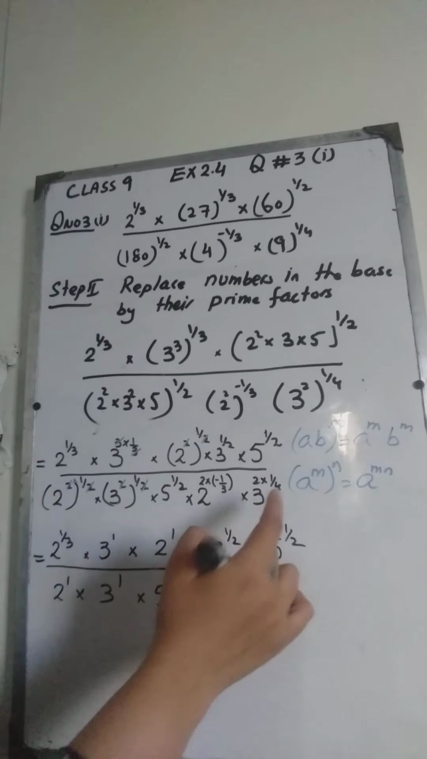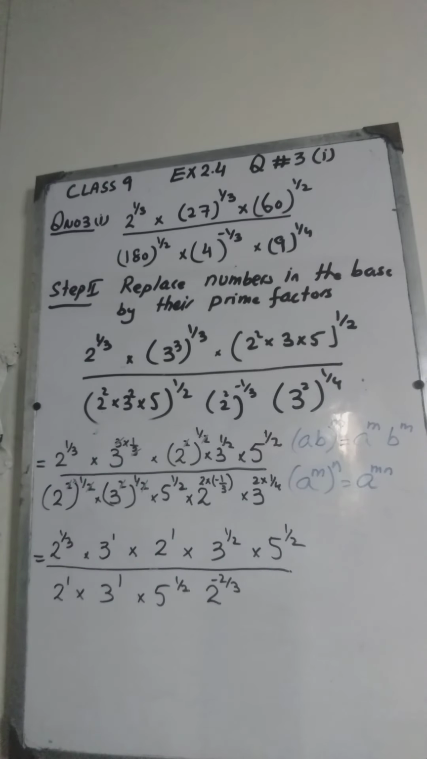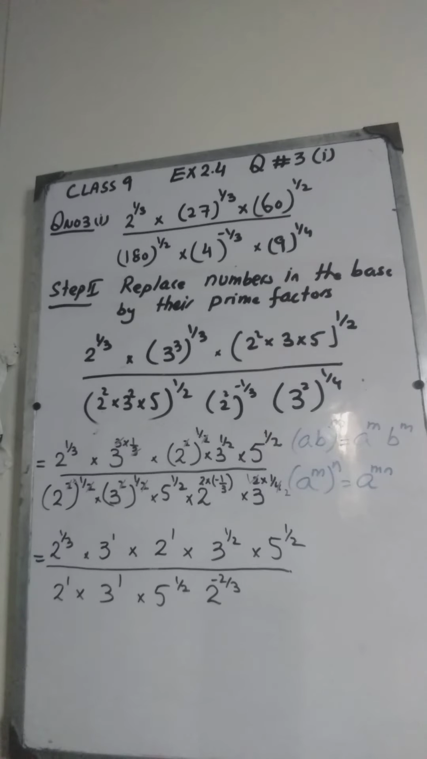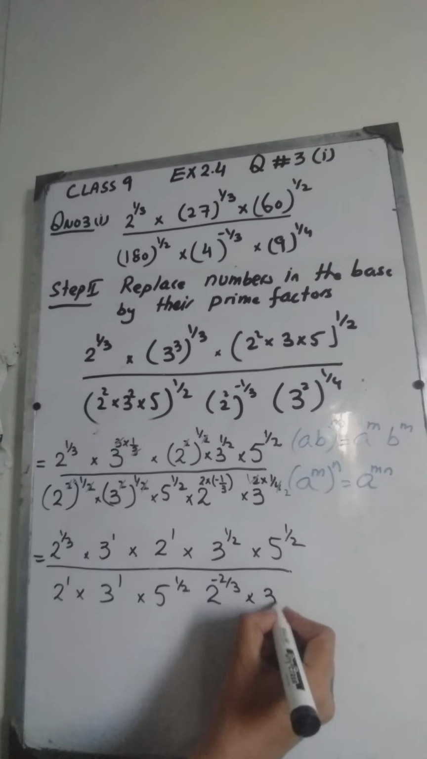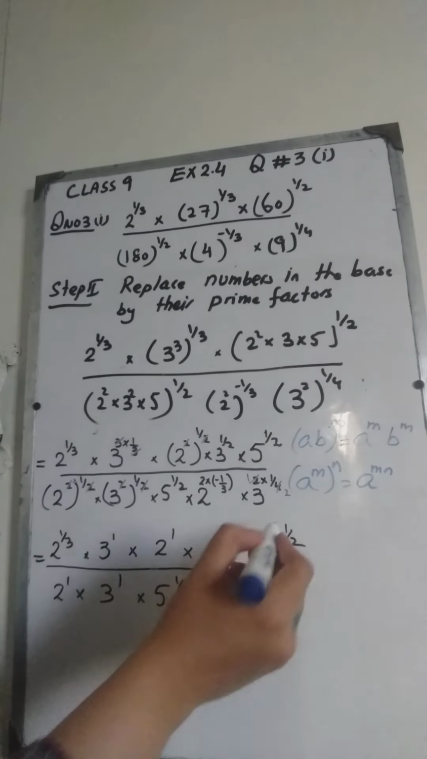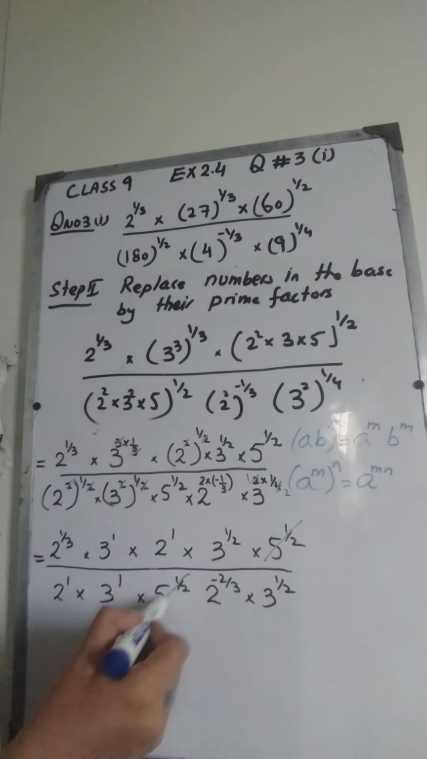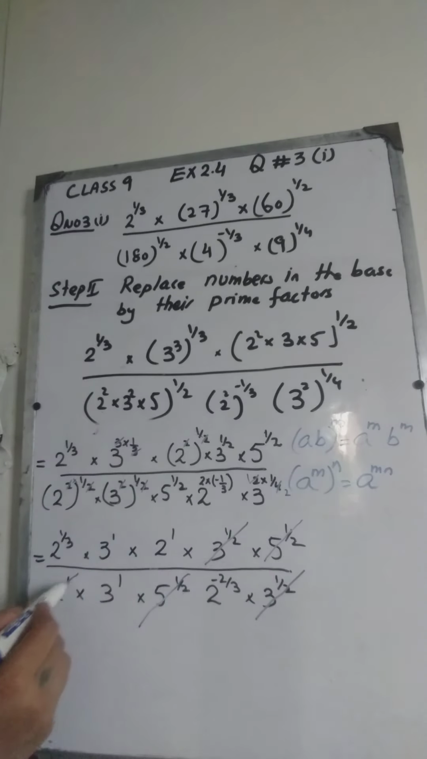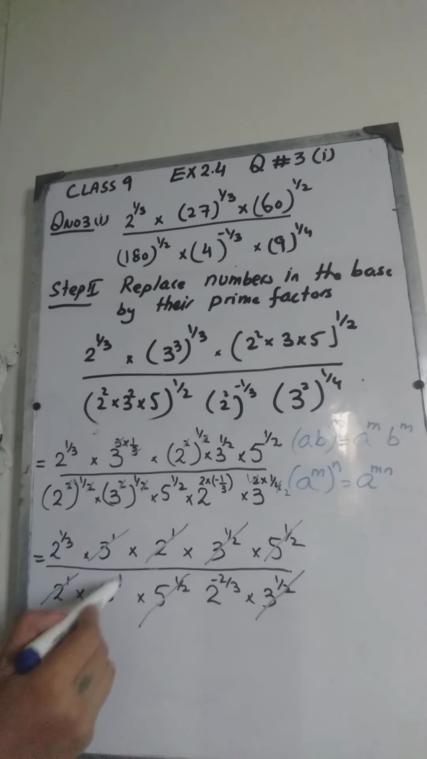Here when 2 is multiplied with 1 by 4, by simplification we get 2 1s are and 2 2s are. So the power of 3 will be 3 raised to a power 1 by 2. Now cancel out the same numbers. We have 5 raised to a power 1 by 2. They were the same numbers, so cancel them out. These are also same, 2 and 2, 3 and 3.